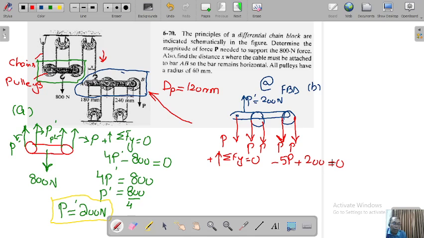From here you can calculate the value. Minus 5P equals minus 200. The minus and minus cancel, so P comes out to be 200 upon 5. So P comes out to be equal to 40 newtons.